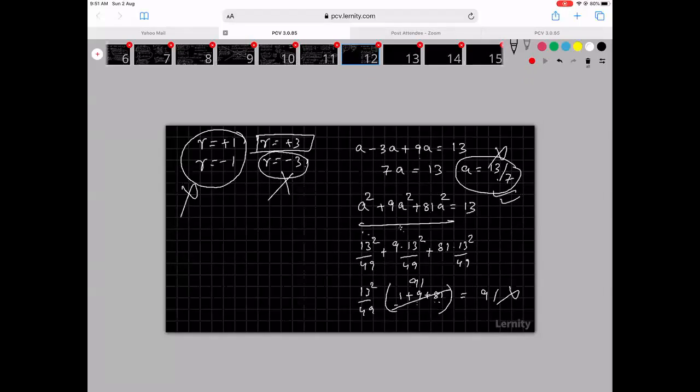Now it can be an increasing GP. If it's an increasing GP, 1, 3, 9 are acceptable. Or it could be the inverse of it, 9, 3, 1. So had I written my equations in the inverse order, then this answer would have been 1 by 3. So that is also an acceptable solution. So 1, 3, 9 and 9, 3, 1 are acceptable.